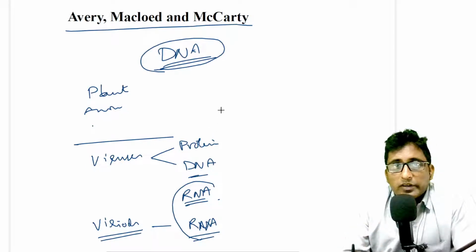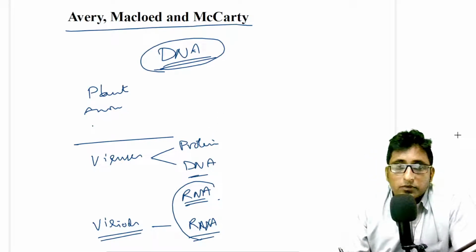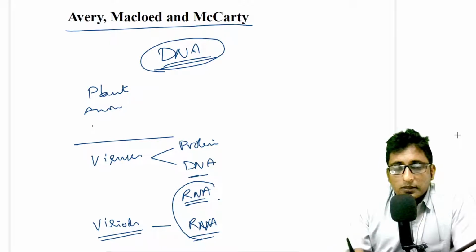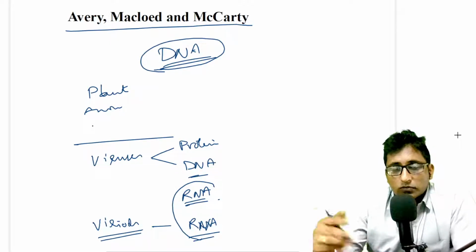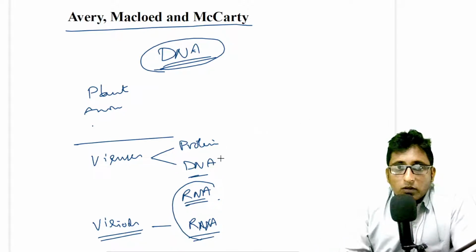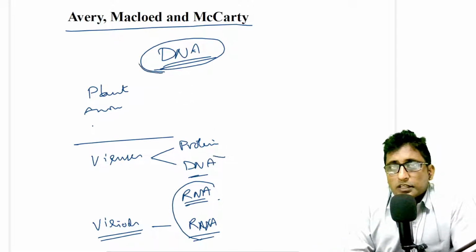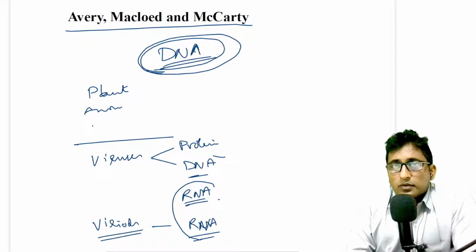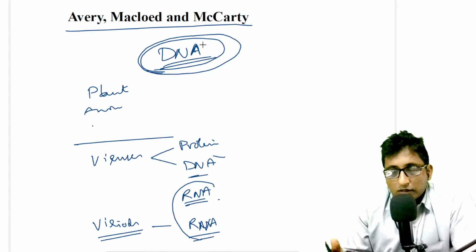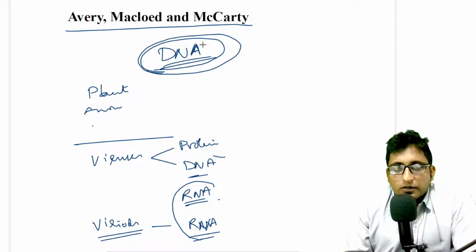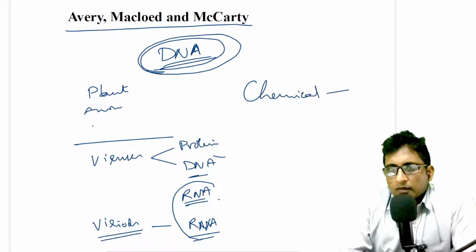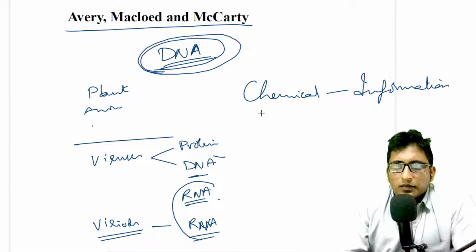So what Avery, MacLeod, and McCarty have actually found is very important from the biochemistry point of view and also from the biology point of view: that all of the genetic information in most of the living organisms that we know now is made up of DNA. And then started the struggle of finding the structure of DNA. How does a chemical carry information? That is something important and profound at the same time.